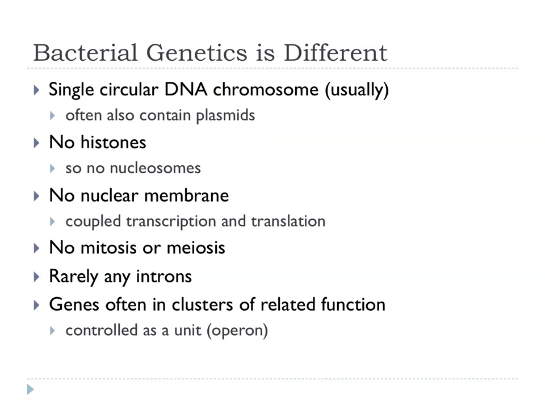There's no mitosis or meiosis. And the other key point is that with bacteria, we don't have introns, except in very rare exceptions. There are some introns that have been described, particularly in ribosomal genes in bacteria, but they're very unusual, and they're not quite the same as you get in eukaryotes. And genes often come in clusters of related function and controlled as a unit called the operon, and we'll say more about that in a moment.